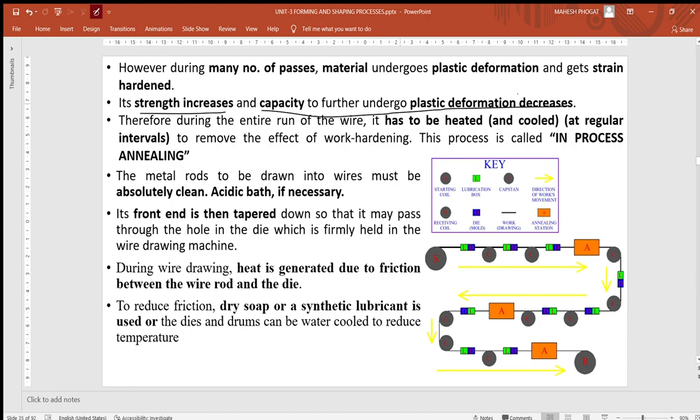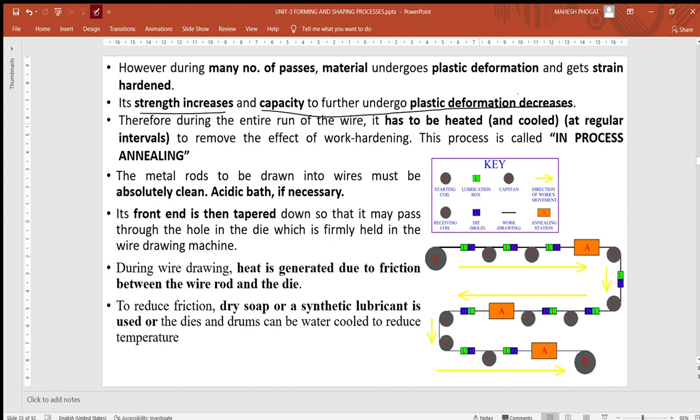Therefore, during the entire run of the wire, it has to be heated and cooled at regular intervals to remove the effect of work hardening. In the first lecture, we had already discussed that if you need to remove the effect of strain hardening, you can go for the annealing process.